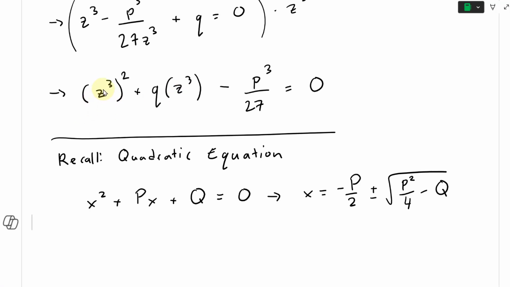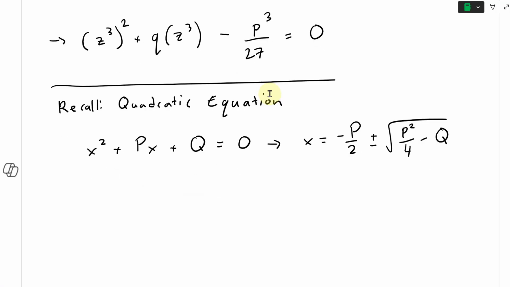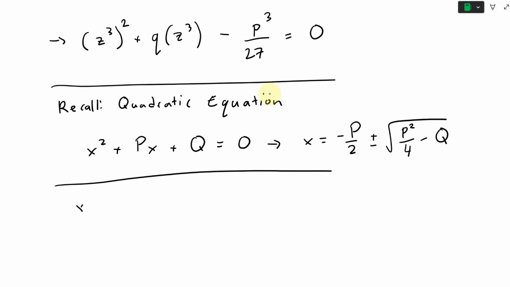Now z cubed is going to be our x, and the lowercase q is going to be our p. Now this capital Q is going to be negative p cubed divided by 27. So the x variable is equivalent to z cubed, not equal to, just because we already have an x before. So x squared is z cubed squared. Then capital P is equivalent to lowercase q. And capital Q is equivalent to negative p cubed divided by 27.